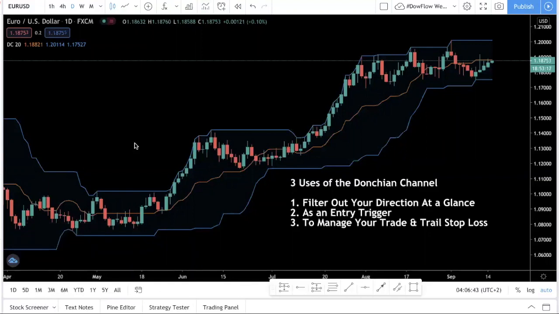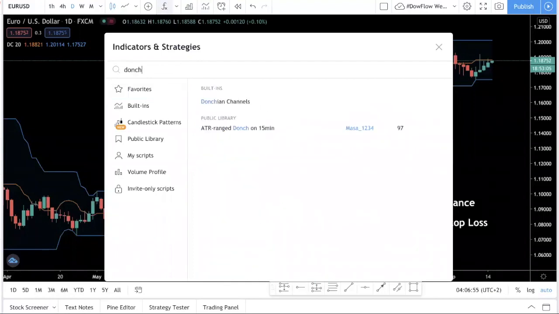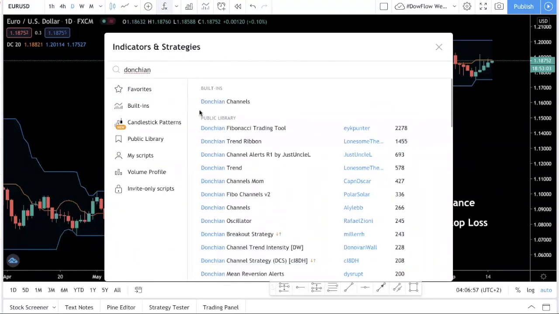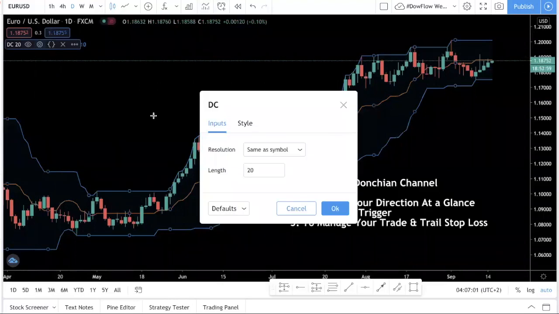Now, the Donchian channel, if you want to use it, the first thing you want to do is come over to Trading View. Okay, this is a free indicator. So the first thing you want to do is click on indicators and strategies, and you just spell it out. All right, Donchian channel. Just click this one, and you should see an indicator such as this. Okay, the length, just put it at 20.